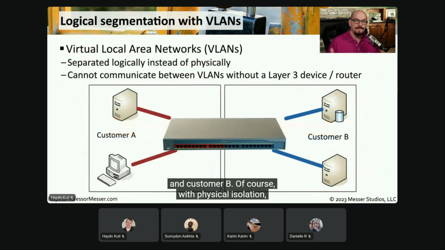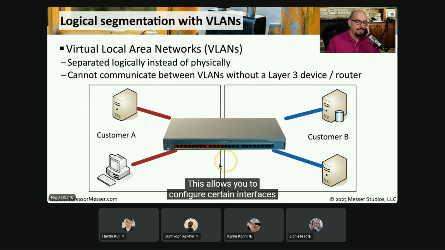Of course, with physical isolation, we also need two separate physical switches. And if you have 100 customers, you would need 100 switches. Obviously, this is not going to scale very well. But there are technologies built into your switches that allow for segmentation, but still have everyone connected to the same physical switch. This is using VLANs, or virtual local area networks.